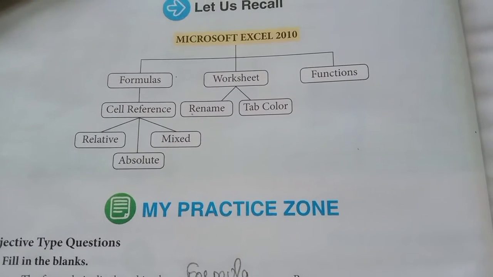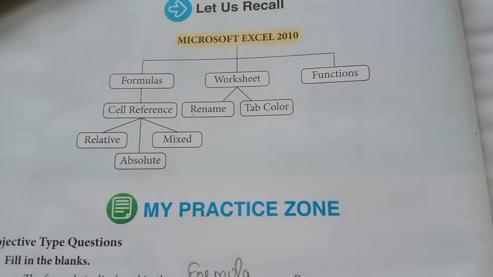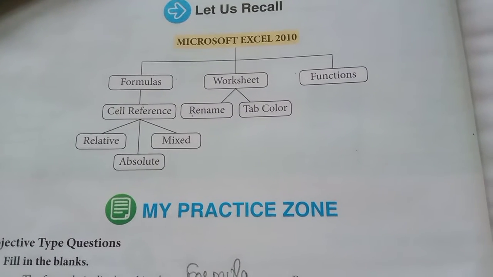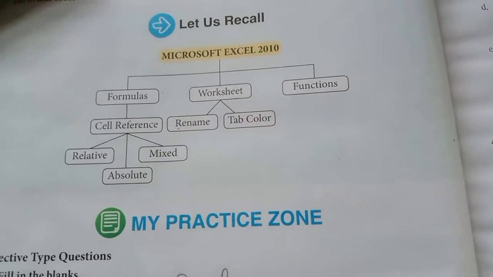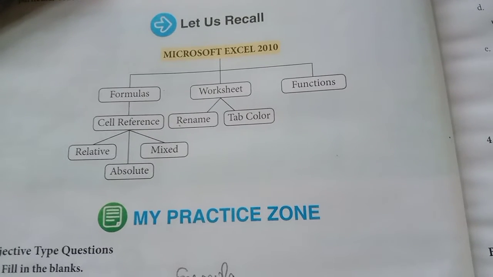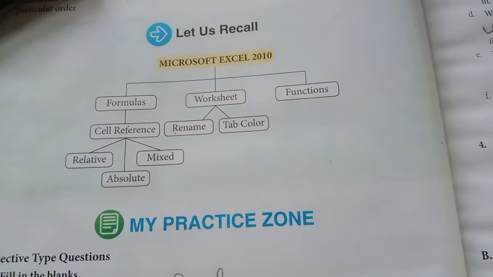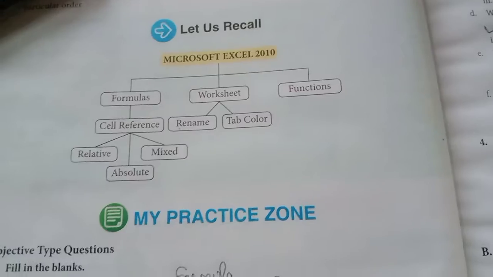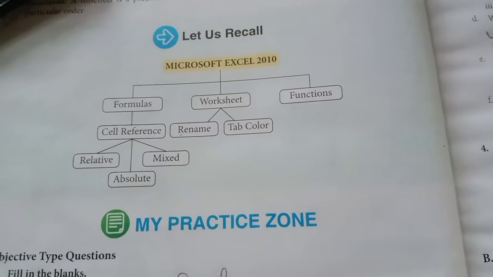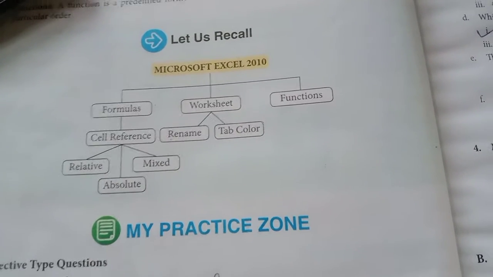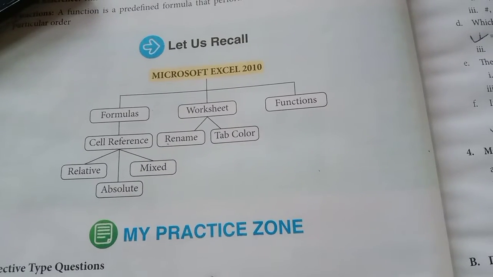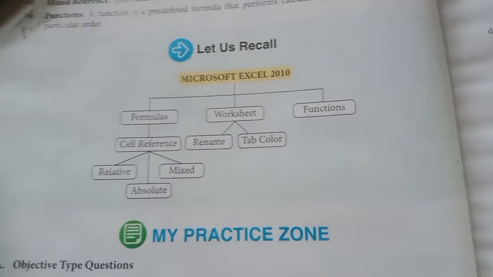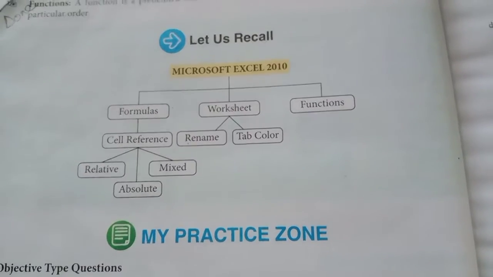And again, we divided formula also into 3 parts: cell references, relative reference, mixed reference, and absolute reference. All of you know that the absolute reference is when we put a dollar sign. We already talked about the mixed reference and the relative reference.